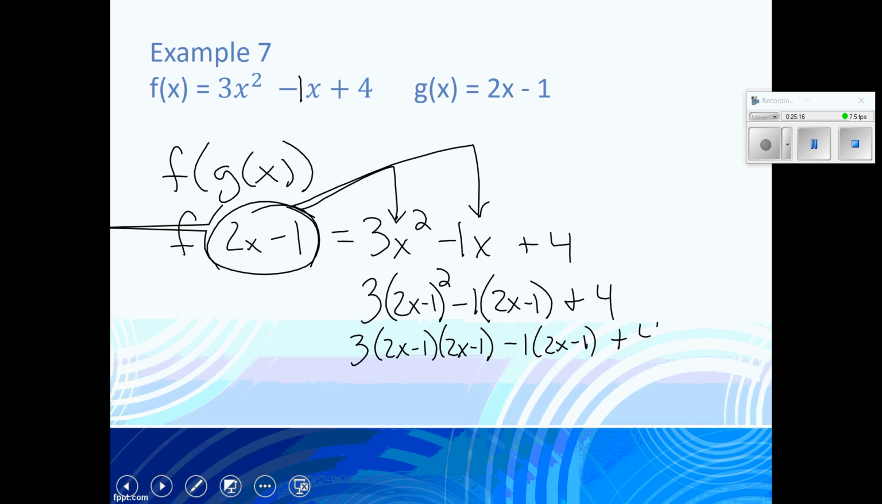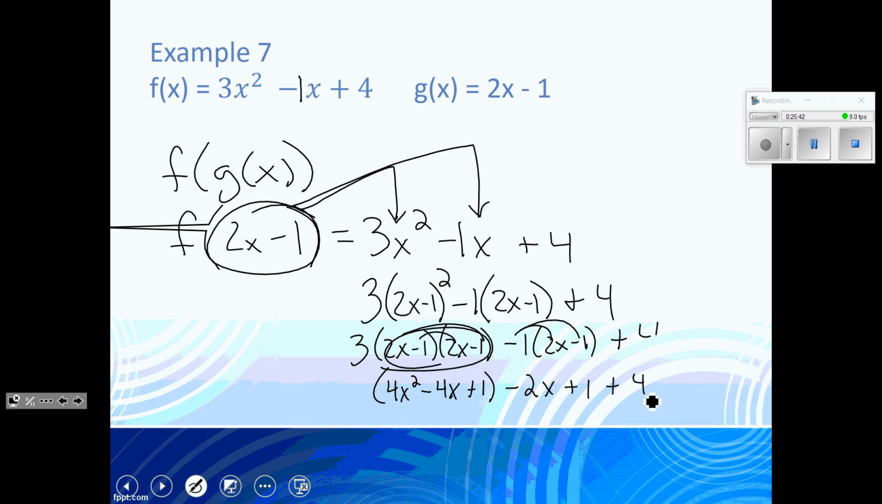All right. How do you multiply three things together at once? You have to do two together first. So I'm going to FOIL together first, and I'm going to make 4x squared. My outers and my inners make negative 4x plus 1. I'm going to go ahead and distribute and make that minus 2x plus 1 plus 4. And there's a 3 in front. Then I'm going to distribute and make 12x squared minus 12x plus 3 minus 2x plus 1 plus 4.